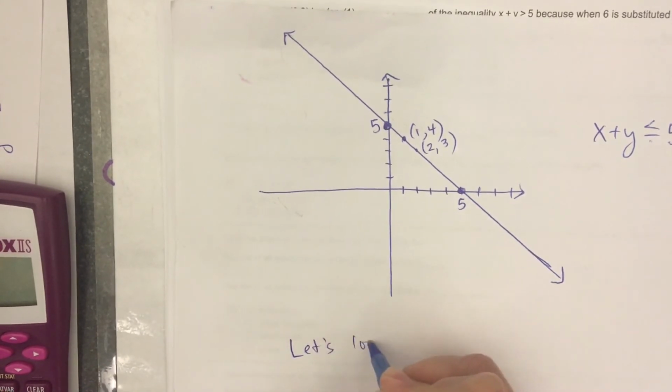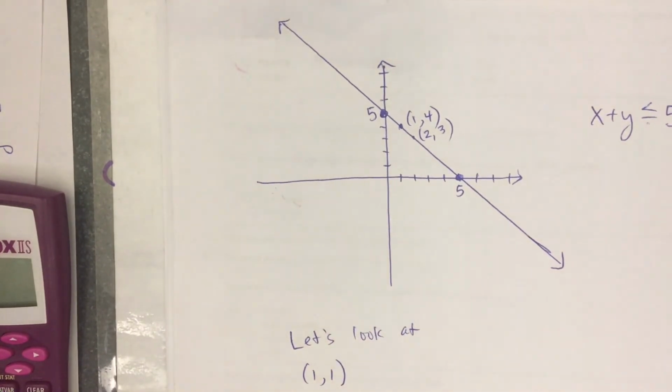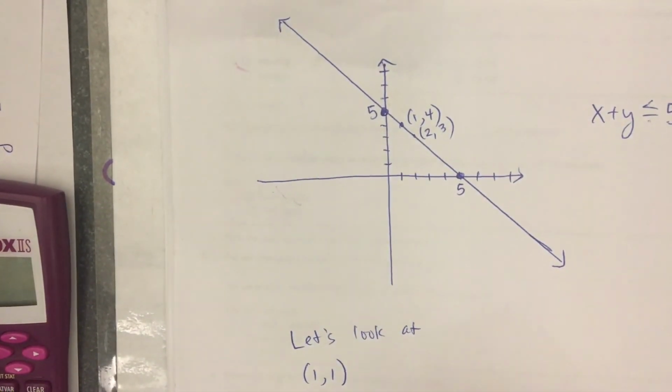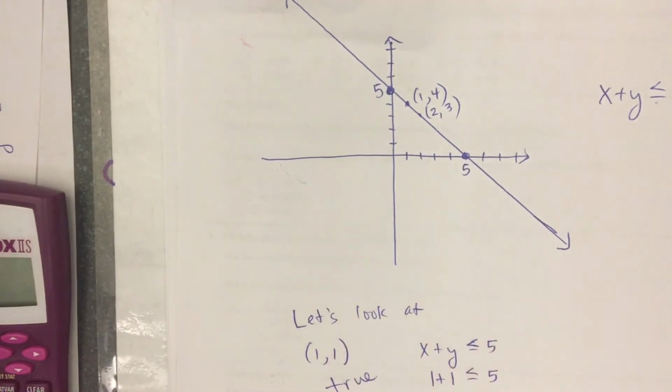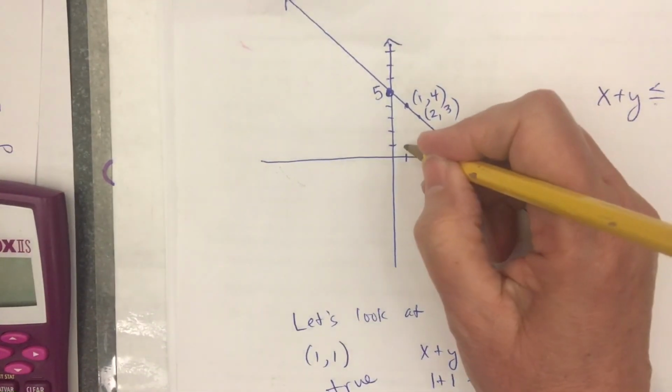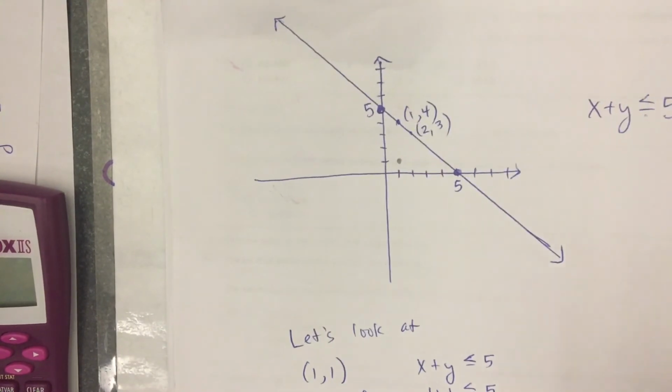Let's look at a point like 1, 1. x plus y is less than or equal to 5. 1 plus 1 is less than or equal to 5. Is 2 less than or equal to 5? Yes. This is true. Let's plot that point. I know in the material they say you just have to plot 1 point, but I want to plot a few more.